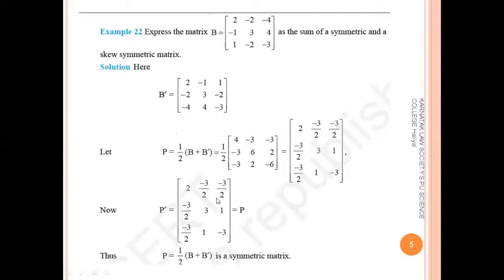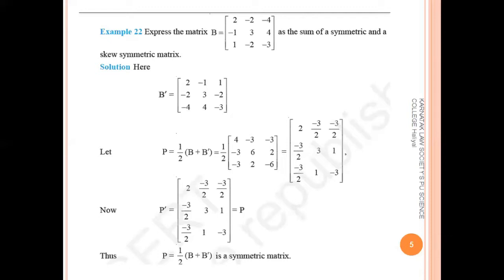So if you transpose this P matrix, you will get the same matrix as it is. It will not change. The transpose P dash is equal to P. What does it imply? It holds good for a symmetric matrix. Thus, P is equal to 1 by 2 of B plus B dash, a symmetric matrix.